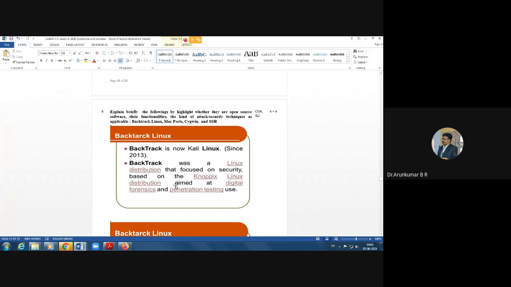Explain briefly the following by highlighting whether they are open source software, their functions, the kinds of attack, and security technique, as applicable: Backtrack Linux, Macport, Sysmon, and SSH. So they may ask you to explain what a Backtrack is in brief.